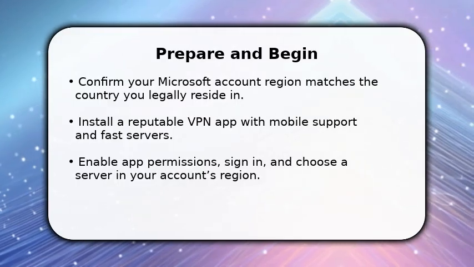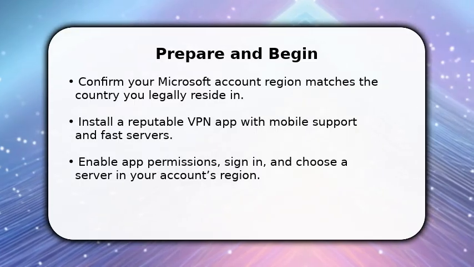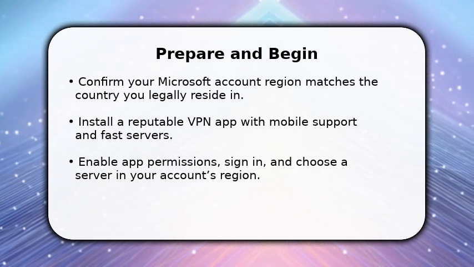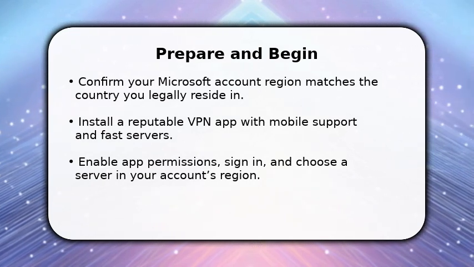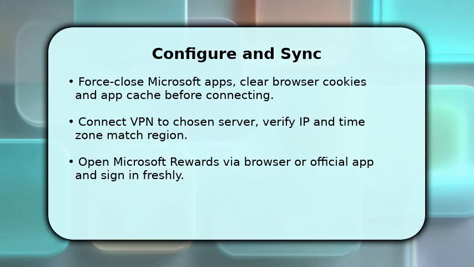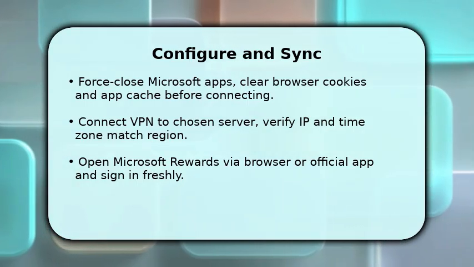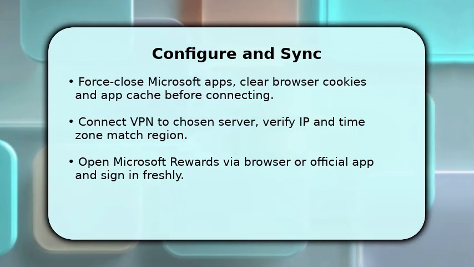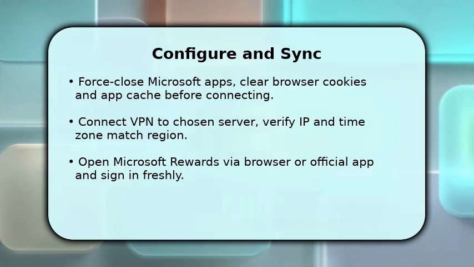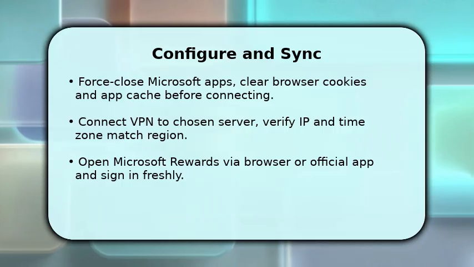This preserves consistency between IP, time zone, and regional settings, which reduces the risk of access issues and explains why matching region matters before you move to the next step. Once connected to the VPN server, clear app caches and browser cookies so previous geolocation tokens don't conflict. This prevents mixed signals between IP and stored data. Then verify your public IP shows the correct country and your phone's time zone matches the VPN region.